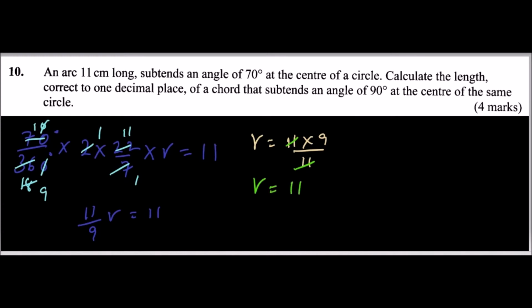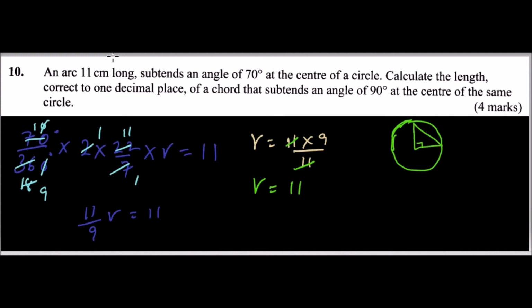Now, once you get the radius, if we make a sketch of that circle, we are told to find the length of the chord that subtends an angle of 90 degrees. So if we draw that, it means that is the chord.